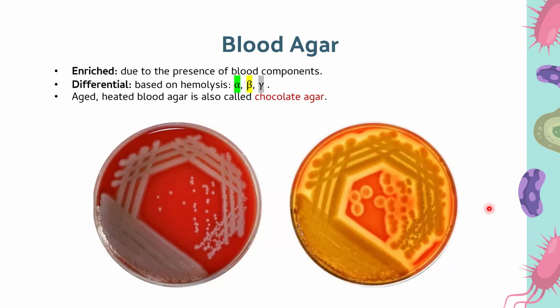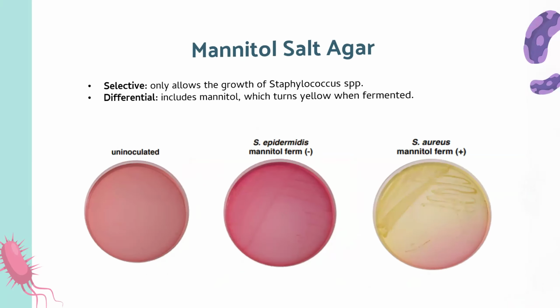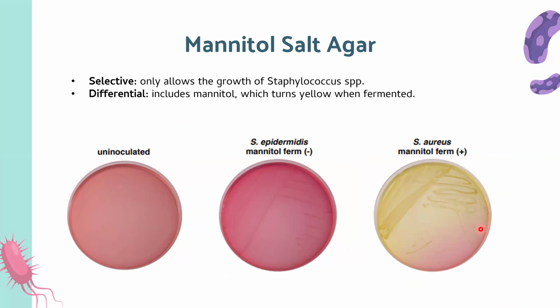Okay, our next one is mannitol salt agar. What do you guys think it is? Differential and selective. Okay, great. Differential and selective. It is selective because it only allows for the growth of Staphylococcus species. Okay, so Staphylococcus aureus, Staphylococcus epidermidis, Staphylococcus epiphyticus, you're going to see those.